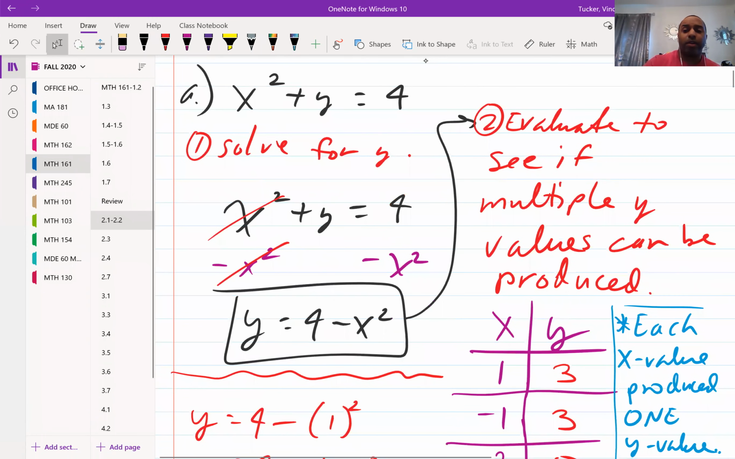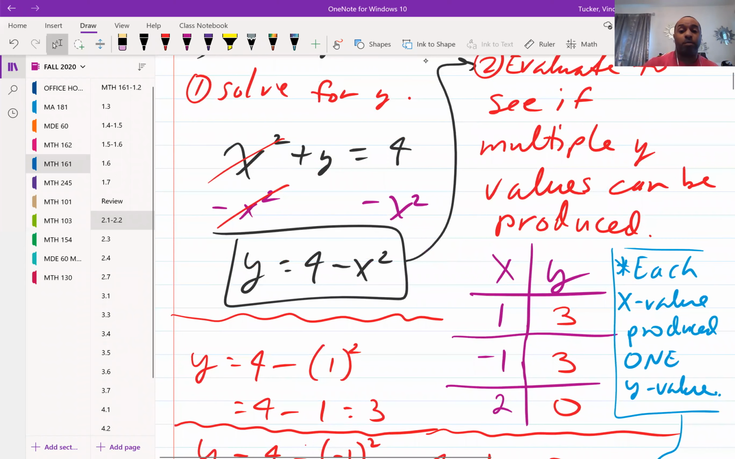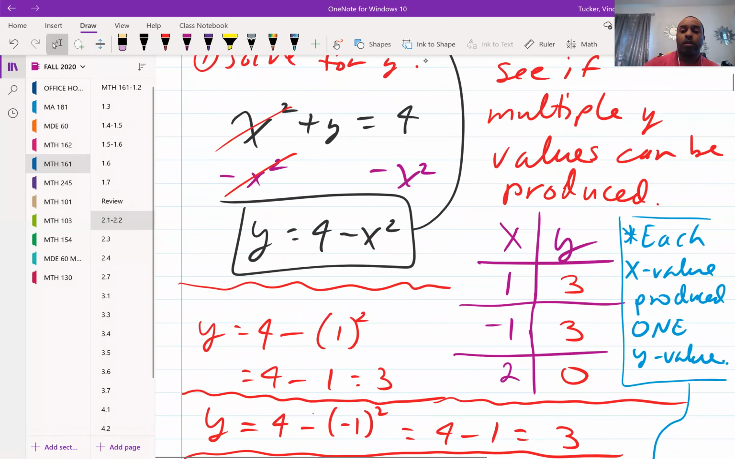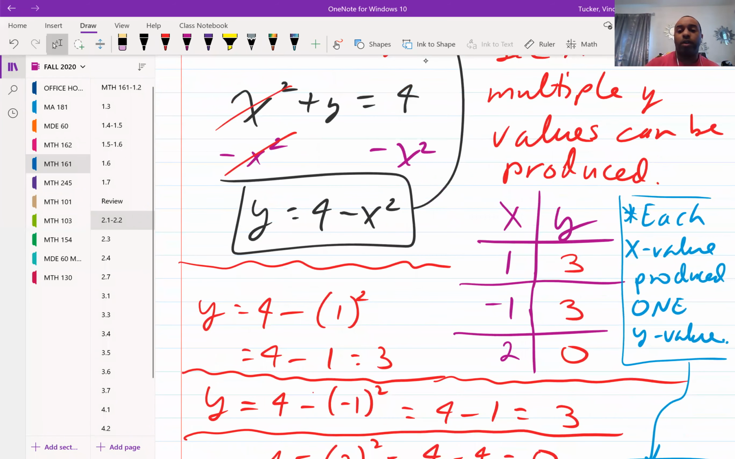Now in this scenario, it's going to be a function because no matter what I plug in for x, I'm only going to get one value. So if I plug in 1, I will get 3. Plug in -1, you get 3. Plug in 2, you get 0. Just plug in a few points just to prove that each x value will produce just one y value.